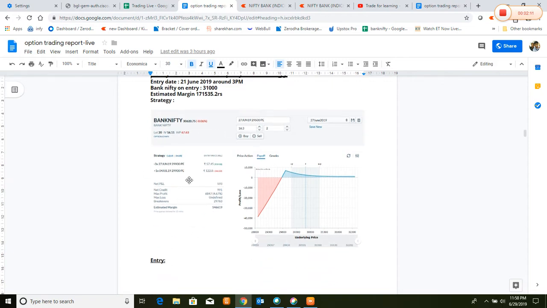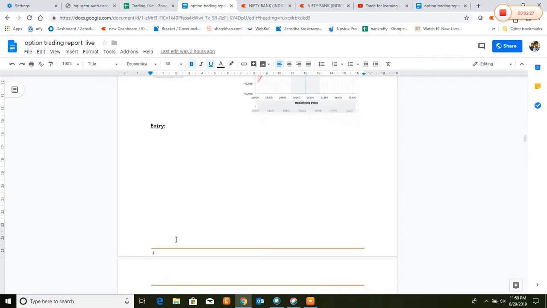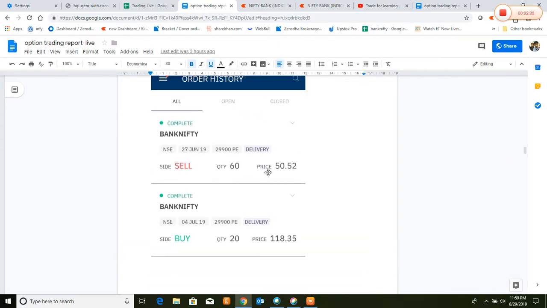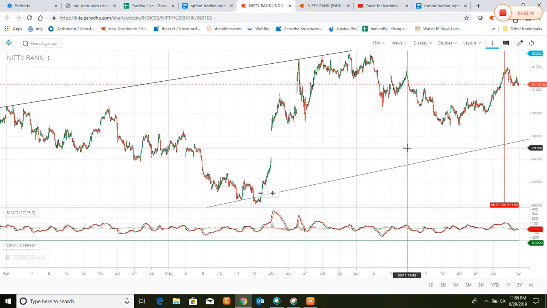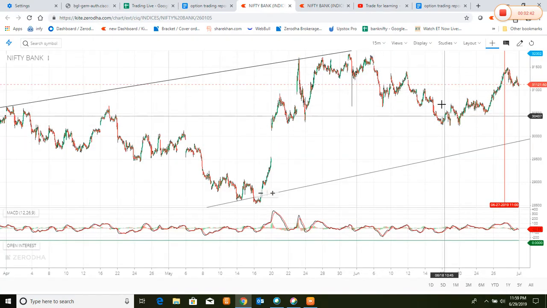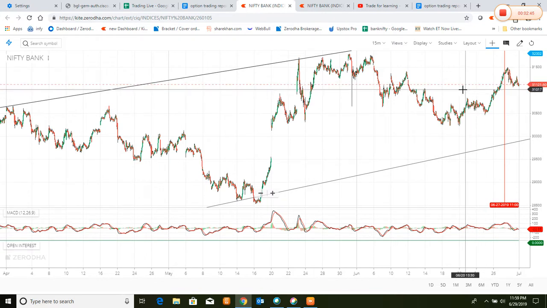According to this, we sold 3 put options and bought 1 put option of next week, 4th July, both at 29,900. According to this strategy, it looked like this. This is the entry price. If you see here, we sold 3 quantity at 50 rupees and bought at 118.35 and 22 rupees. We thought the market was going to crack down, maybe somewhere here it might go down. That was our assumption.